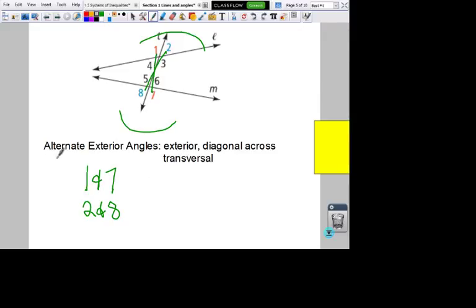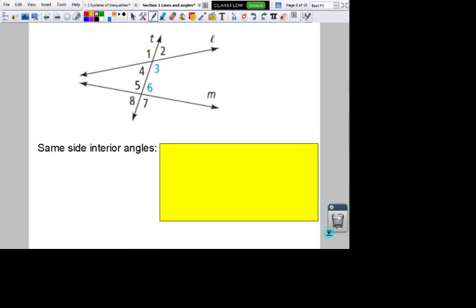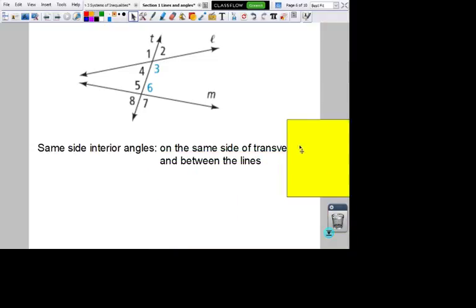Alright. So we did alternate interior, we did alternate exterior. Next kind is going to be same side interior. So same side interior: same side of the transversal, and between the lines. My alternate interior were diagonal; for same side, just like it says, it's on the same side. So 3 and 6 are same side interior. And then 4 and 5 are same side interior. Those are my same side interior angles.